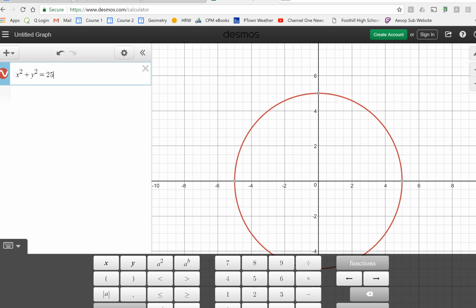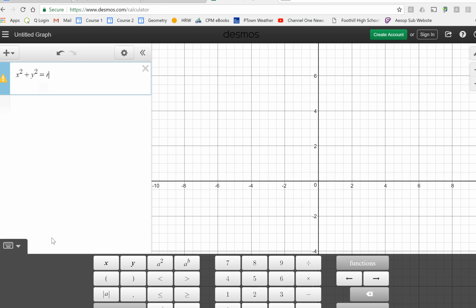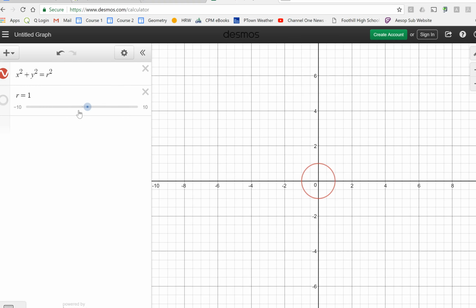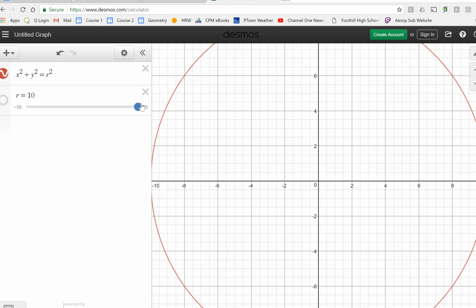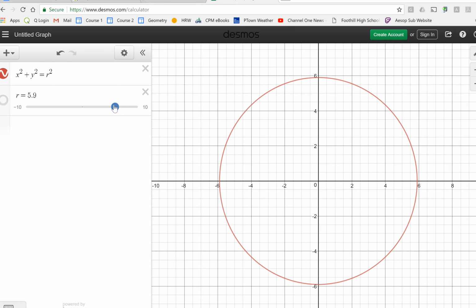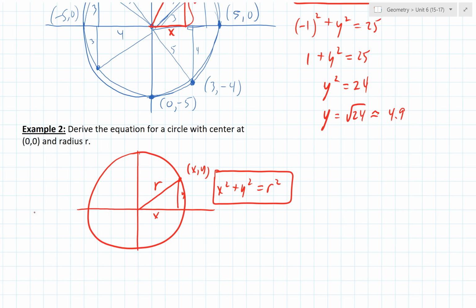And then I can even go back into Desmos and change this to r squared and add a slider for r. And so now as I change r, we see the circle still has the same center, but as I slide the slider, the radius is changing. Okay, so if I make r equal to 6, we have a circle with a radius of 6. If I make r equal to 10, we have a circle with a radius of 10. Okay, so that is an equation that we can use to represent any circle with a radius of r.